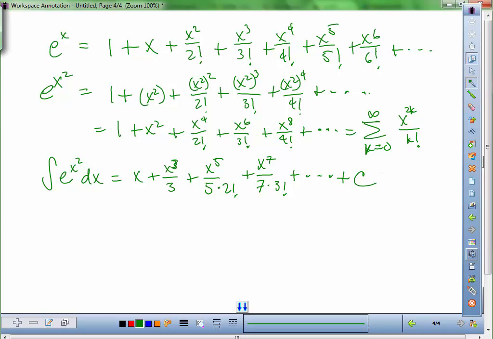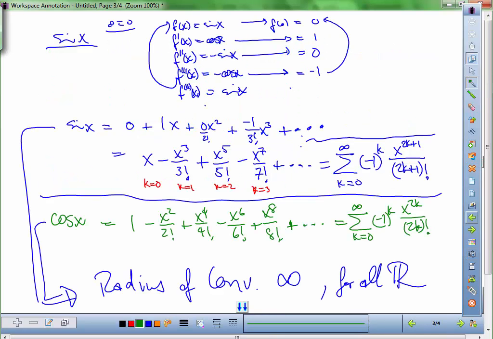In fact, the fun thing to do is to take the derivative of the sine power series. Let's do that in our heads. Derivative of x is 1. The derivative of x cubed over 3 factorial, you take 1 off of the power, so it would be x squared. You bring the 3 down here, it'll cancel 1 of the 3, it becomes a 2 factorial.